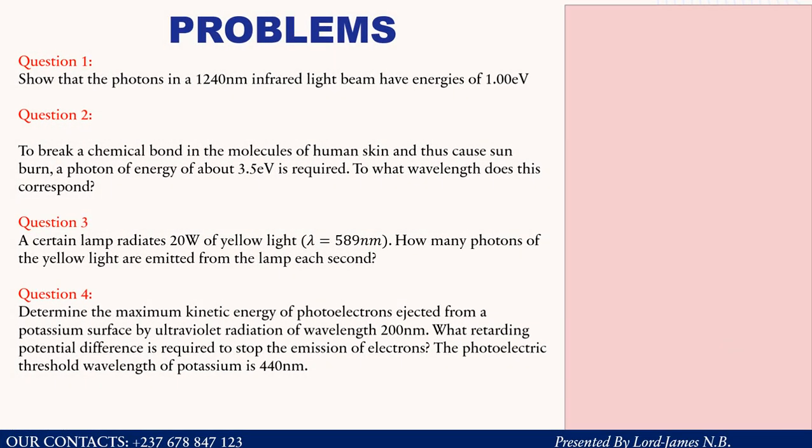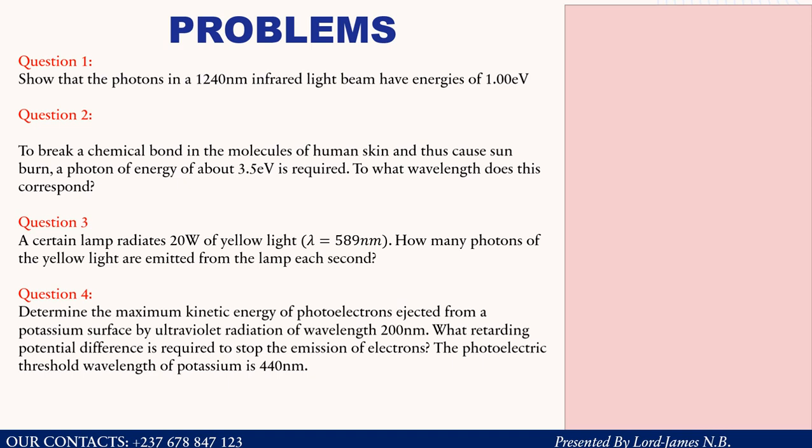Okay, now we have problems. The first question: show that the photons in a 1240 nanometer infrared light beam have energies of 1.0 electron volts. Question number 2. To break a chemical bond in the molecules of human skin and thus cause sunburn, a photon energy of about 3.5 electron volts is required. To what wavelength does this correspond?